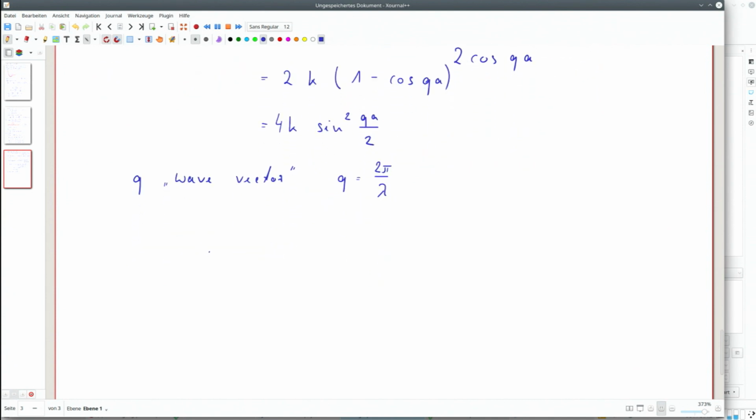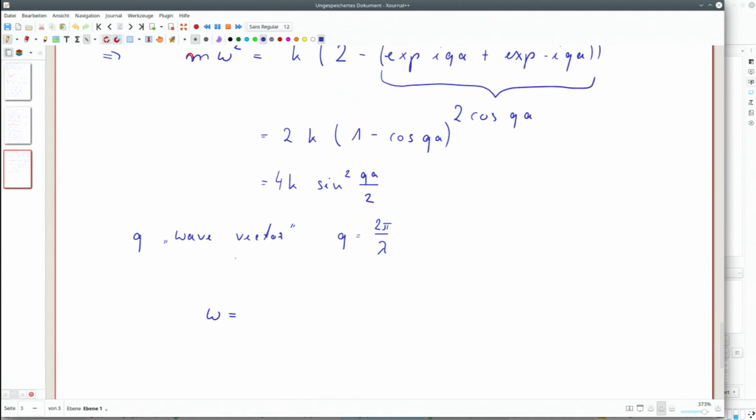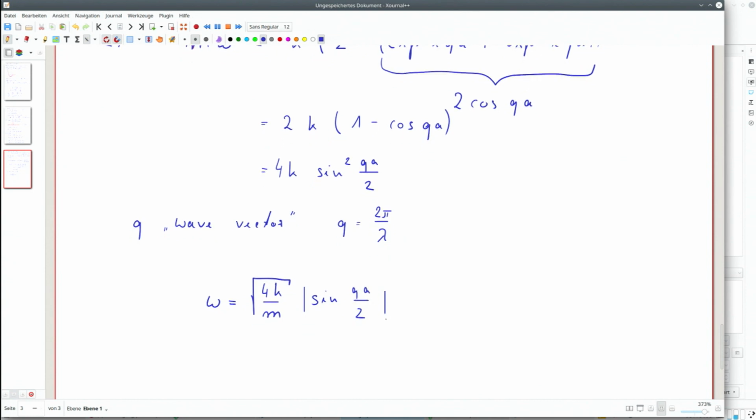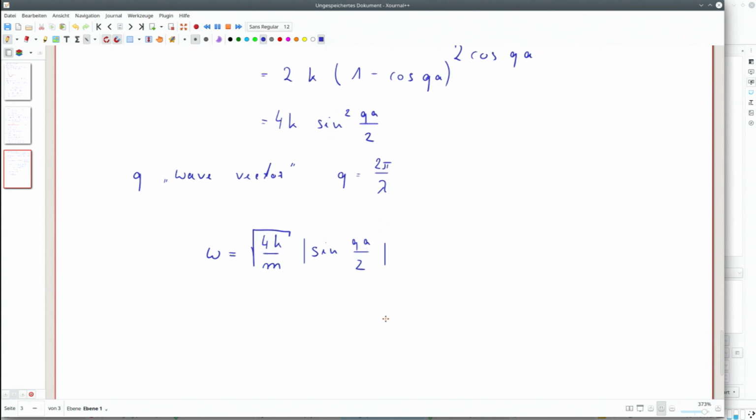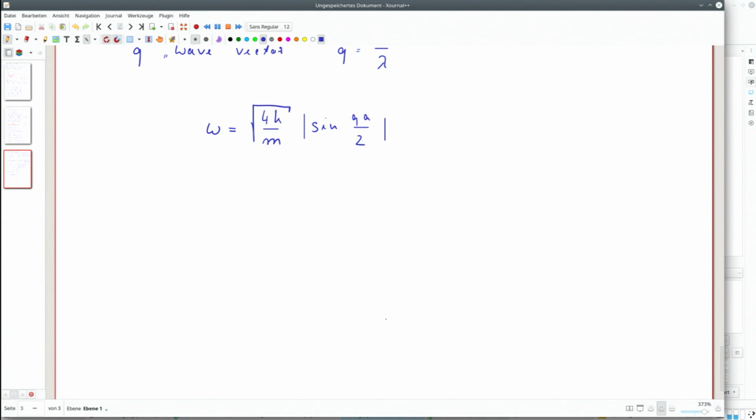So this relation between frequency and wavelengths. No, I can put no, it doesn't matter. Looks like this. And that's what we call a dispersion relation.